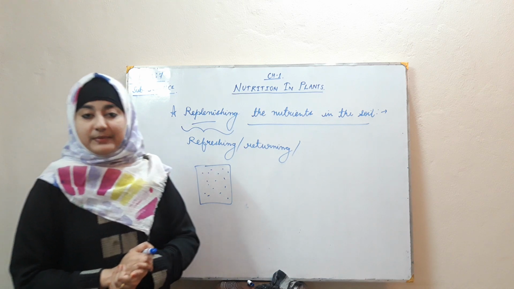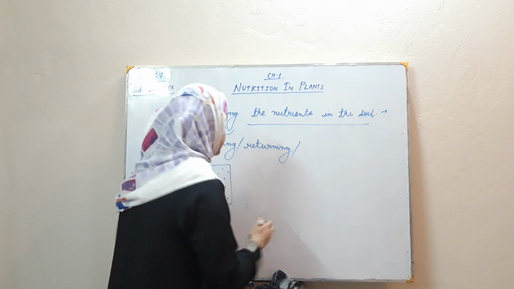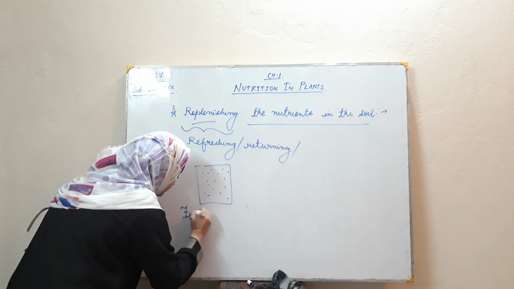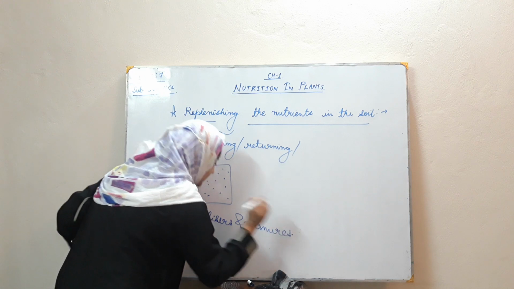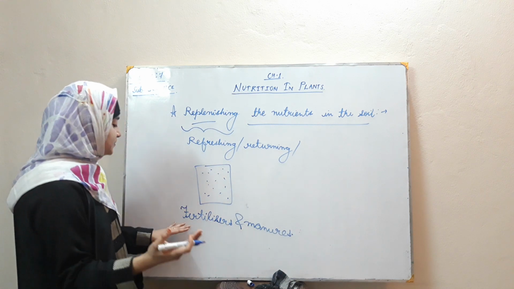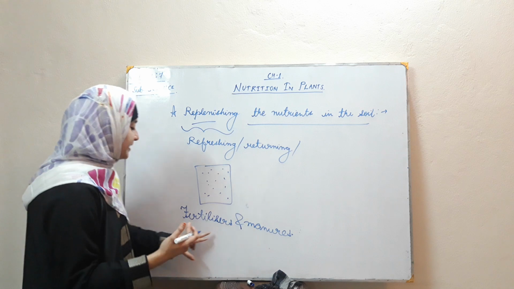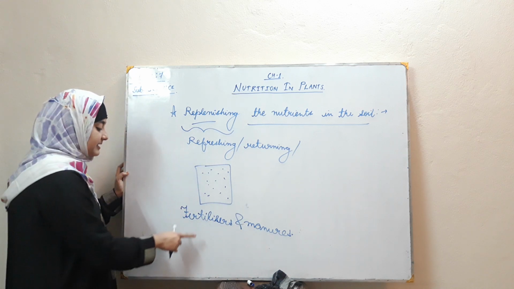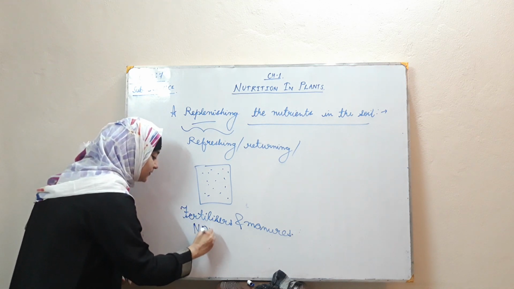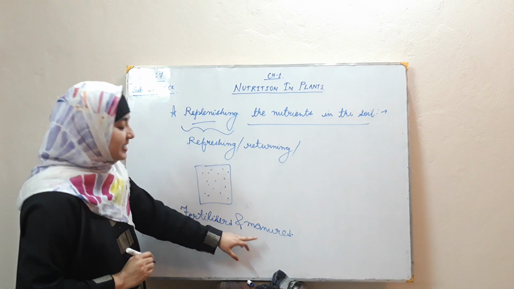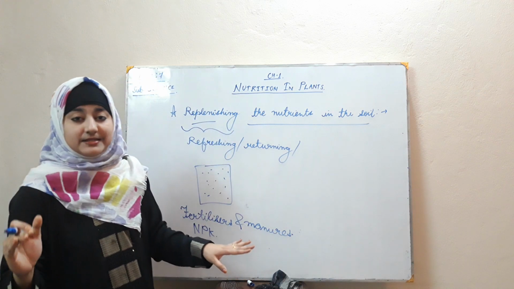ओके, इन केस ऑफ फार्म लैंड, in case of agricultural land, basically the farmers use fertilizers and manures in order to replenish the soil. Okay, so fertilizers and manures are generally used to enhance the fertility of soil. Okay, manures are generally organic and fertilizers are inorganic. Okay, so fertilizers generally contain nitrogen, phosphorus and potassium, and manures are generally not man-made, they are natural.